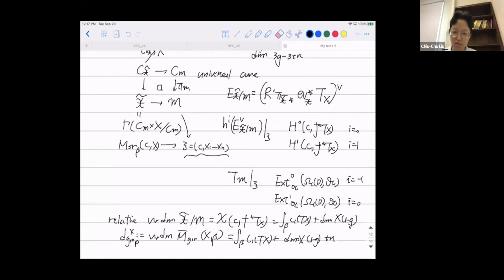Because it's a smooth Artin stack, the cotangent complex has two terms, in degrees 0 and +1, and if you dualize this, you get degree 0 and -1. The degree 0 term, Ext 1, is the infinitesimal deformation of the domain curve. And you also have infinitesimal automorphisms, which is Ext 0, at degree -1.